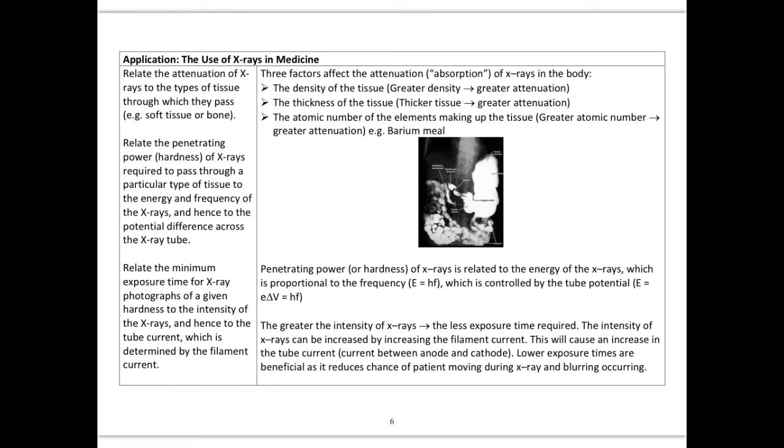And we'll talk about some of the reasons why we might want to get a nice, clear and quick X-ray picture. So firstly, three factors affect the attenuation or the absorption of X-rays in the body. The density of the tissue. So the greater the density, the greater the attenuation.